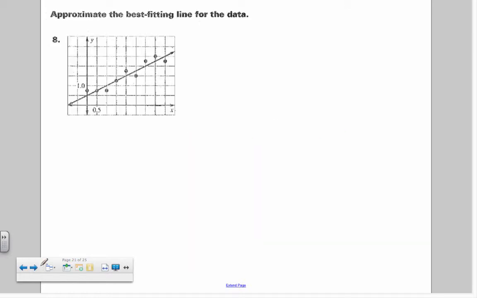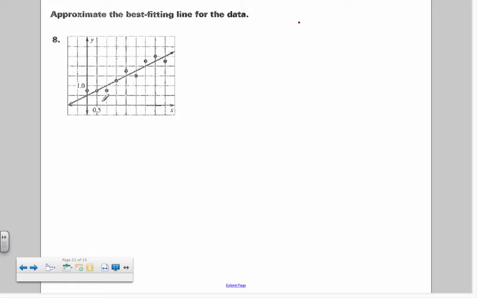Next problem. Okay, problem number 8 says approximate the best fitting line for the data. So if you remember back to our note packet, to approximate the best fitting line, we need to pick 2 points that are on the line. And if you look here for number 8, there's really 2 points that are exactly on the line, so we can just use those points. We might have to approximate, however, exactly what that point might be.